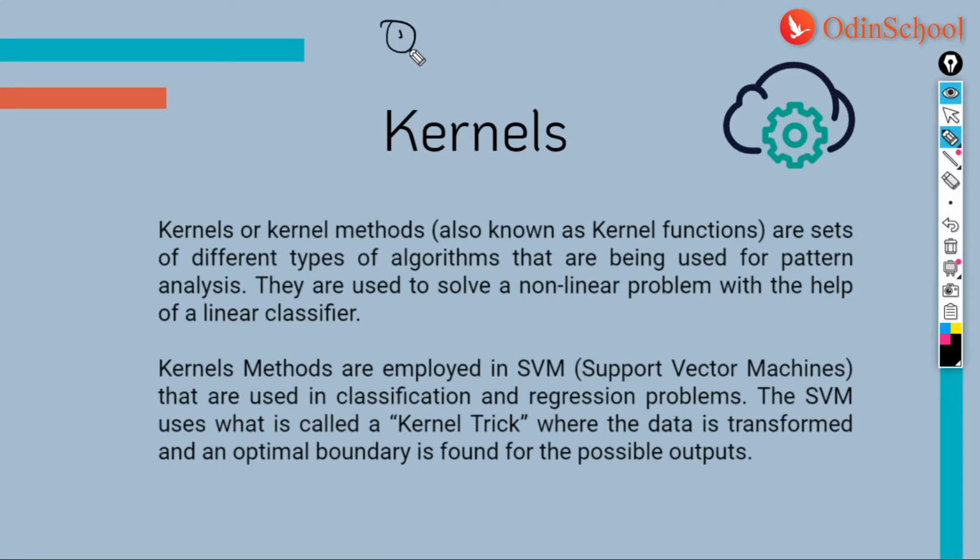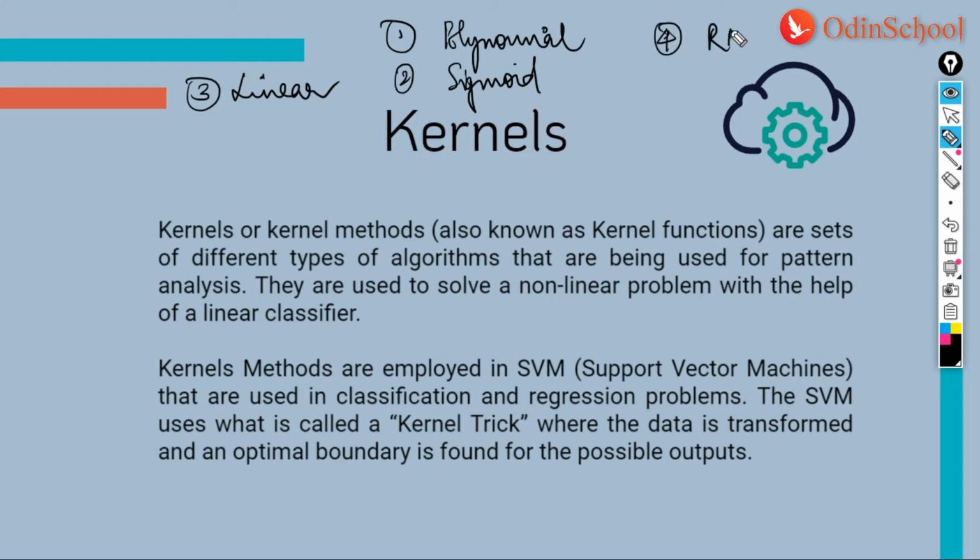that the first one is polynomial. We have sigmoid. Sigmoid is a very famous one. It's very frequently used. And then we have linear, right, guys? We have RBF. I mean, these are just a few of the kernel functions that I'm able to remember.